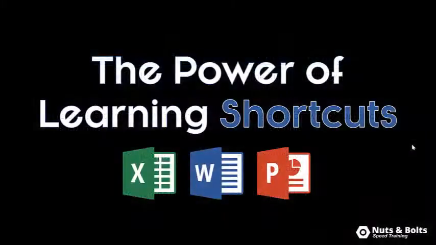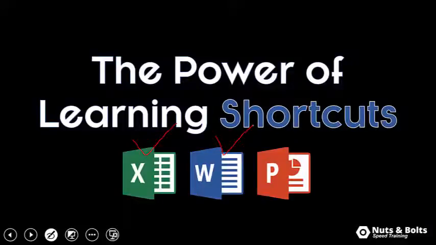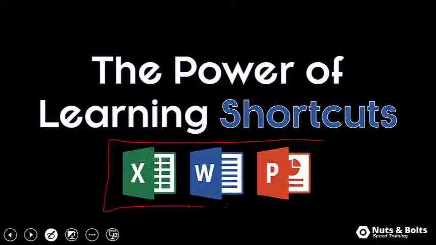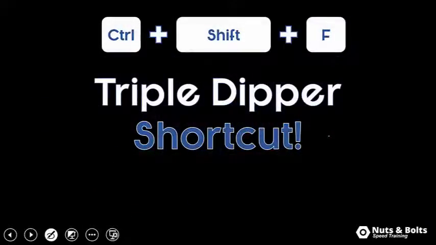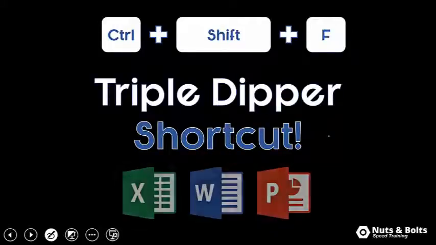So that's the power of learning the right shortcuts, and they will work in Word, Excel, and PowerPoint, and why, once you've doubled your productivity in one program with your keyboard shortcuts, it's pretty easy to double your productivity in all the other ones too. So Control-Shift-F is your triple dipper Font dialog box shortcut that you can use again in Excel, Word, and PowerPoint.